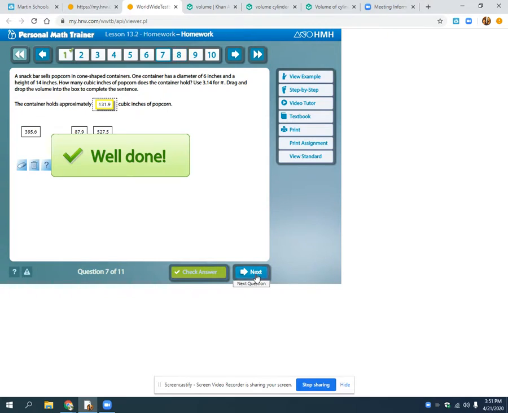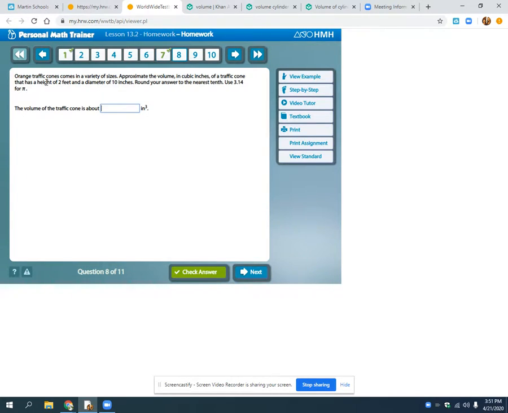Okay, so orange traffic cones. You have a height of 2, diameter of 10. So look at this, guys. In the past, I have only given you feet or all inches, right? Well, this one is trying to trick you.